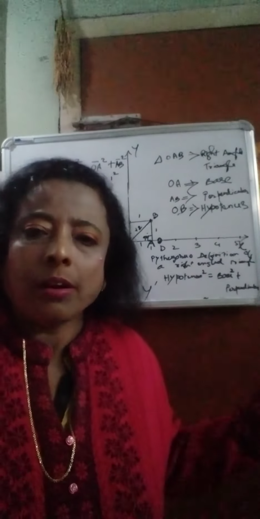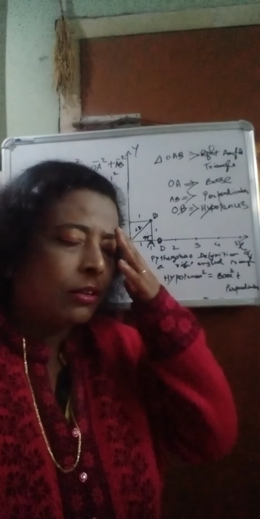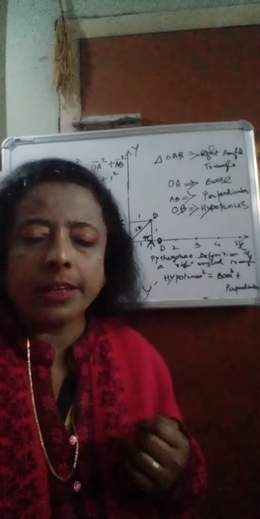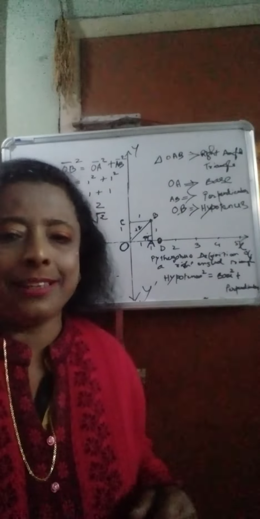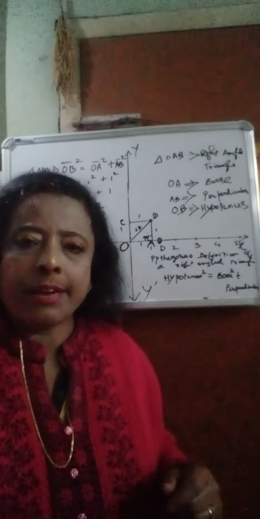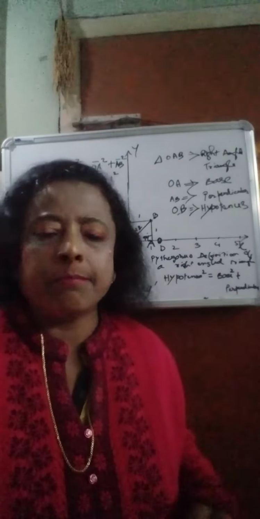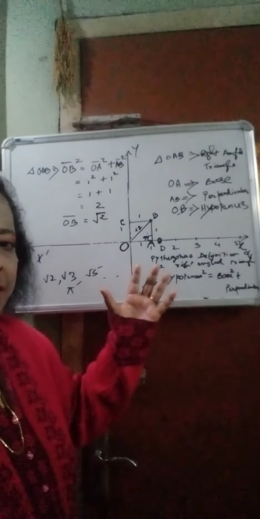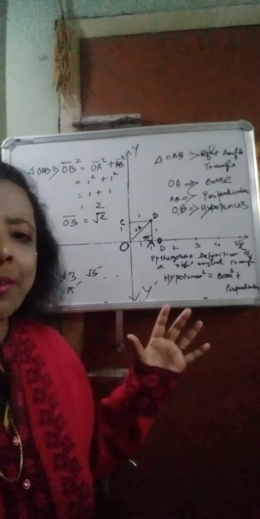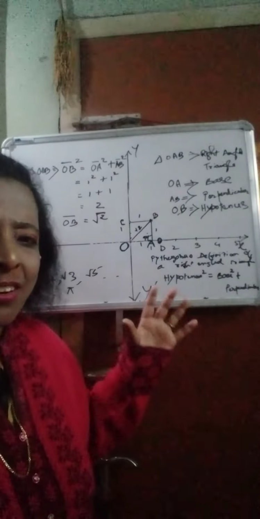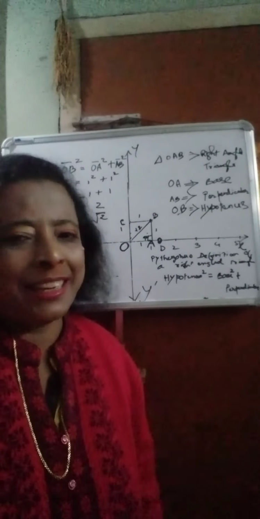Root 2, root 3, root 5 are called irrational numbers. I am very sorry, I said rational earlier. I have already explained rational numbers in a separate video. So I think you understand all this from my video.